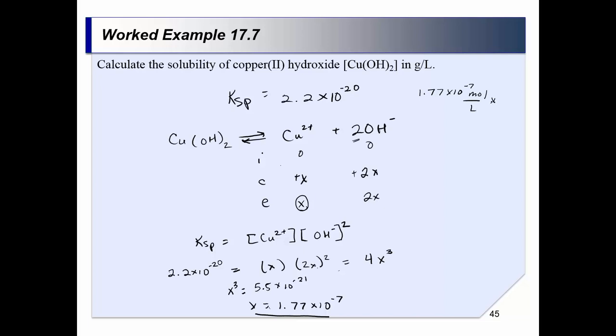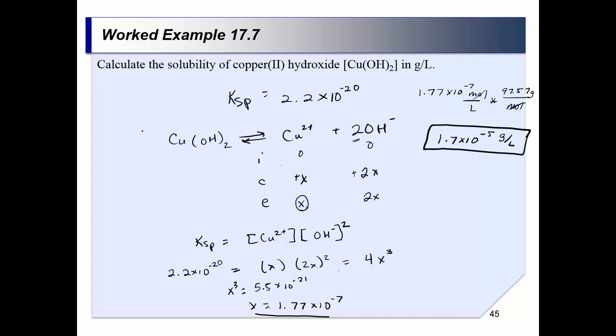And I'm going to multiply it by the molar mass. Now the molar mass of copper hydroxide is 97.57 grams per mole. So you see my moles cancel out and I'm left with grams per liter. So it is 1.7 times 10 to the negative 5 grams per liter. That is the solubility of copper hydroxide.